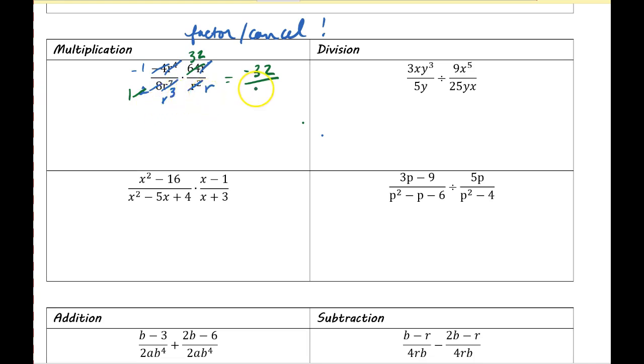Now r to the 3rd times r would just be r to the 4th. That's got an invisible 1. And the rule of exponents is you add them whenever you're multiplying. Okay, so that would be my final answer.